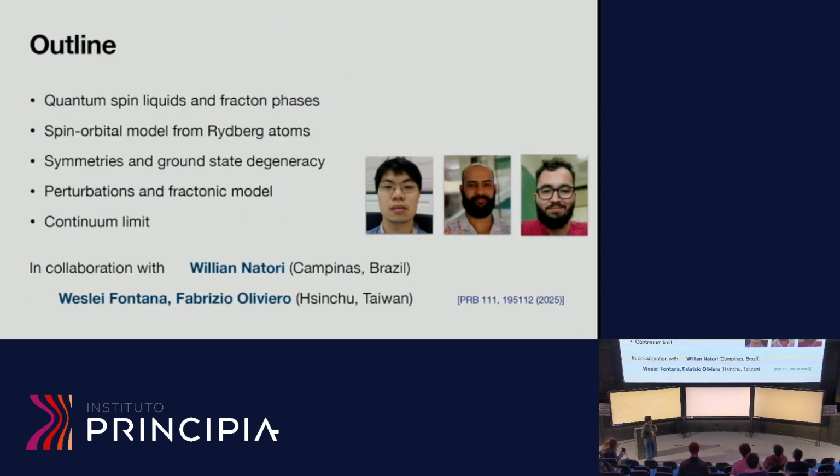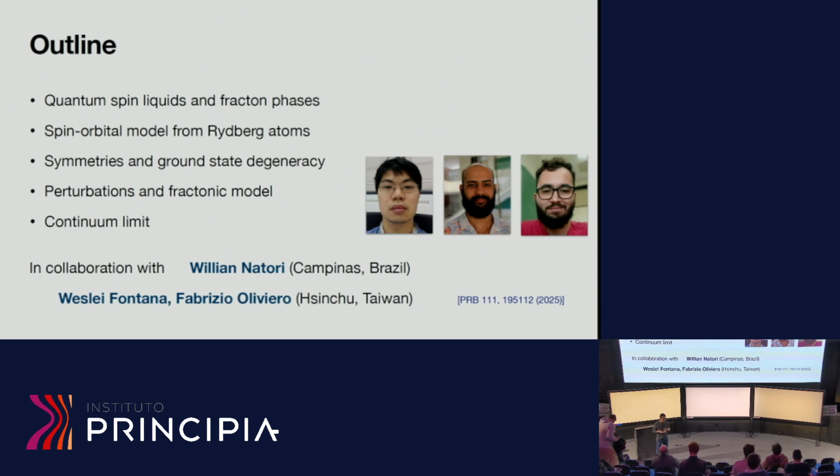And here's my outline. I'm going to start with some general remarks about quantum spin liquids and fracton phases. I'm aware that fractons were discussed in the lectures last week and also previous talks. So I'm going to be brief here, just say some very basic things to make some analogies with the model that I'm going to discuss in more detail later.